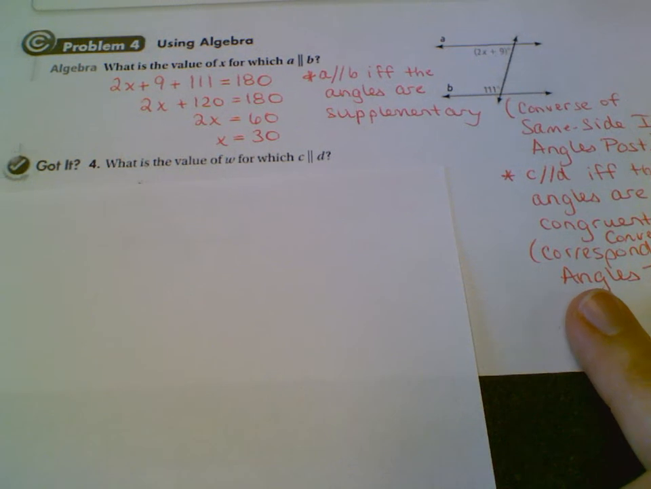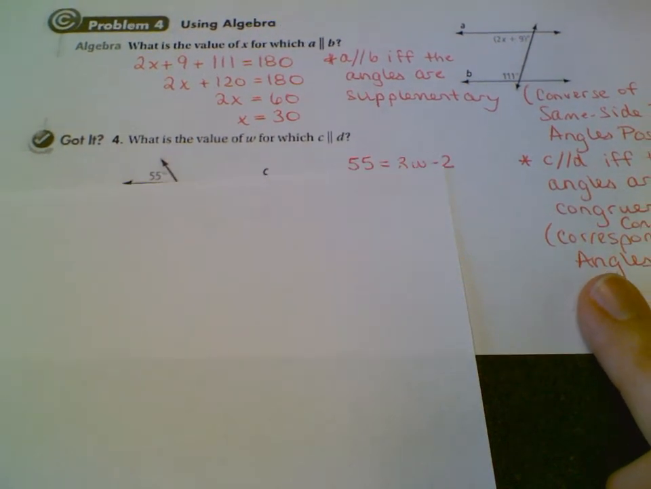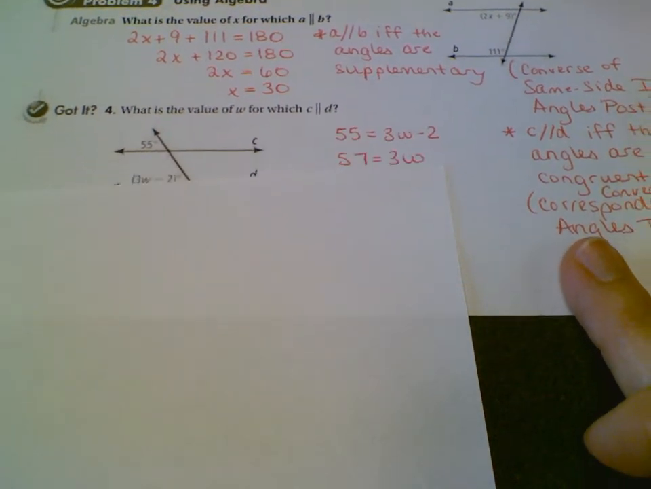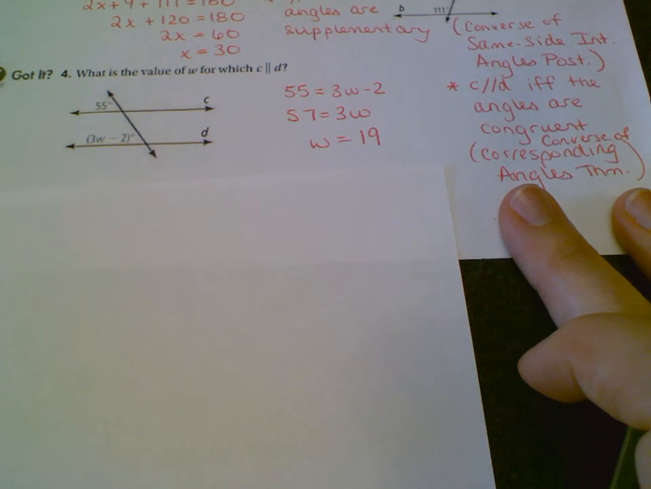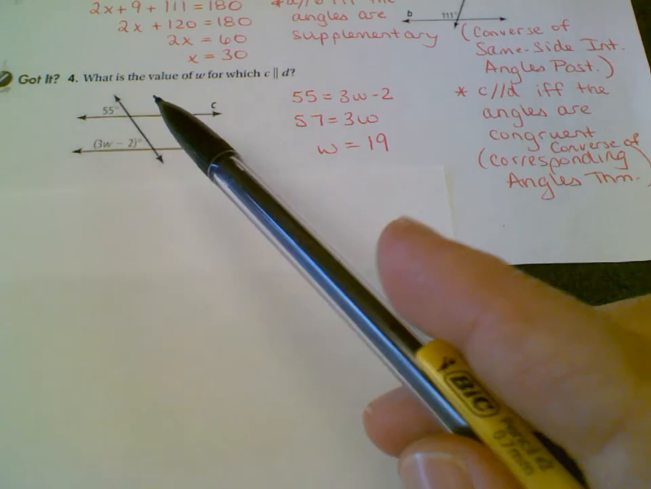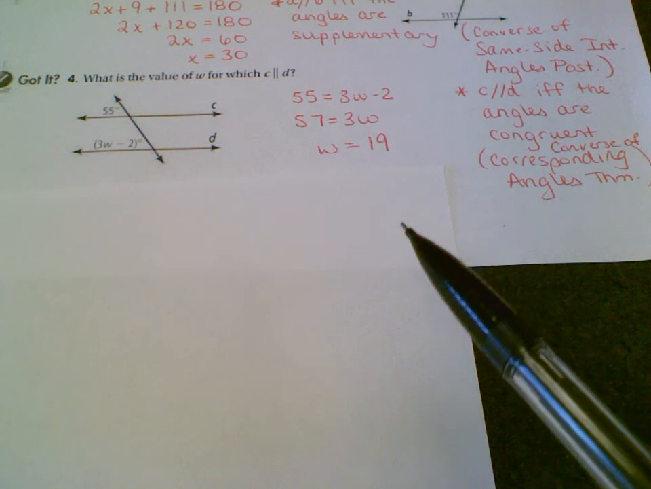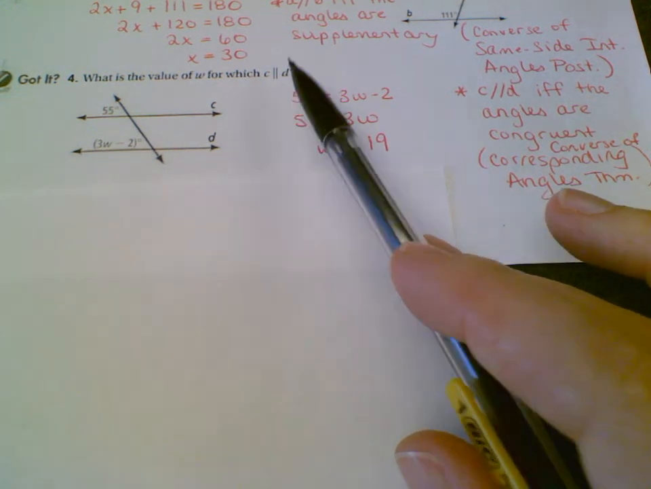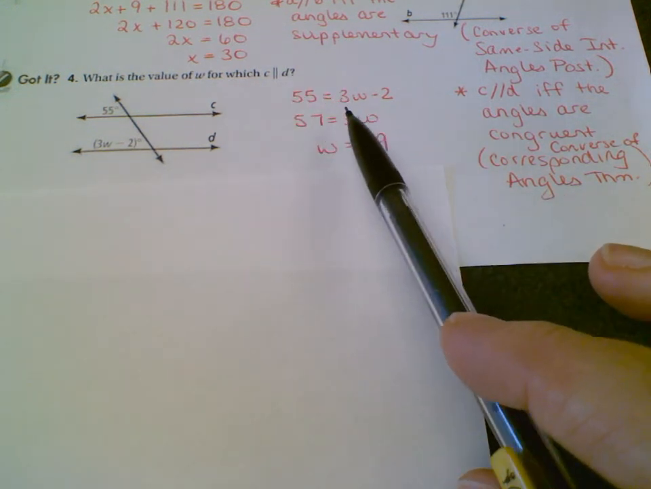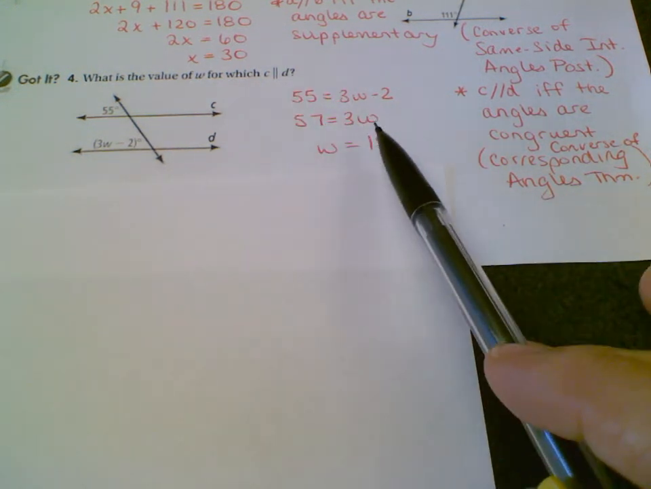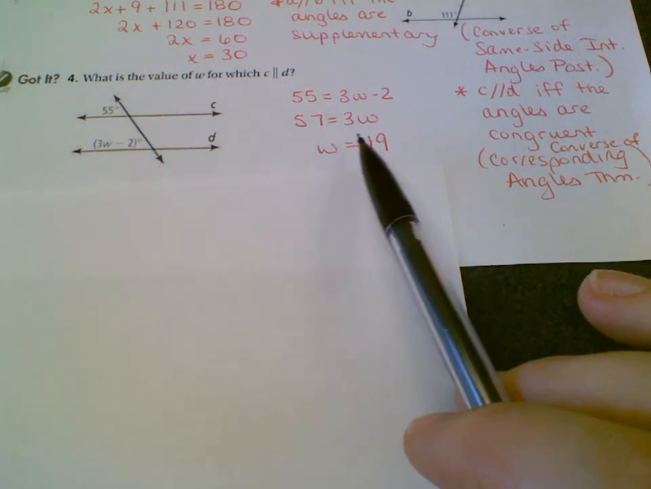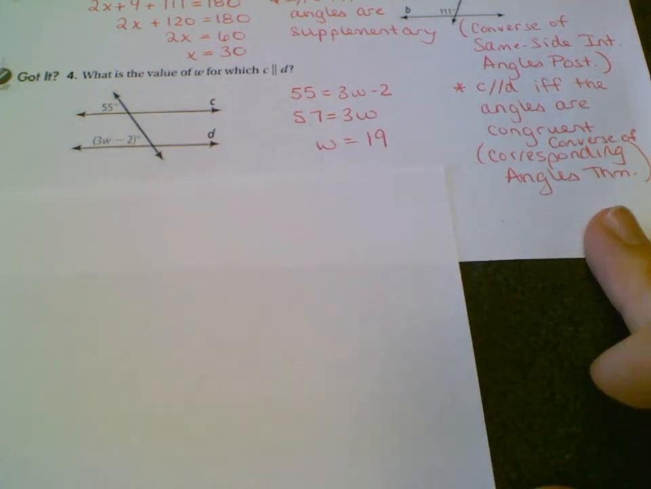You're going to pause the video and try the got it question. In the got it question, you should be seeing that these two angles are corresponding angles, so if they're going to be making C and D parallel, they would have to be equal to each other. So I would set them equal to each other and solve. I added 2, divided by 3, and got W equaling 19.